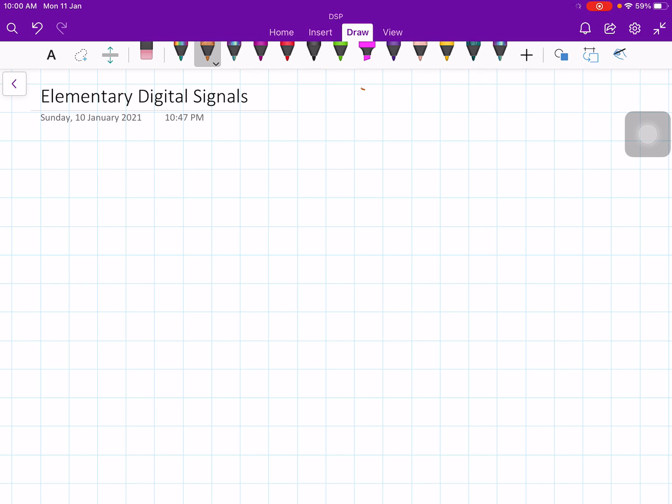Okay, in this lecture, let us talk about the basic digital signals, I mean elementary digital signals. The most elementary signal is the impulse signal. It is denoted by del of n, and it is defined as 1 for n is equal to 0, and 0 for n is not equal to 0.